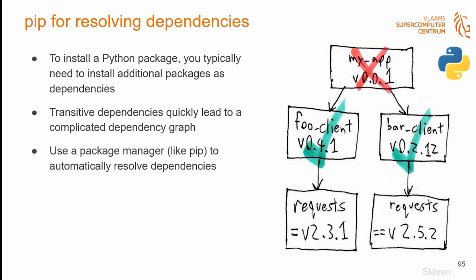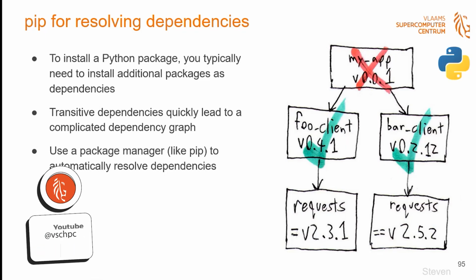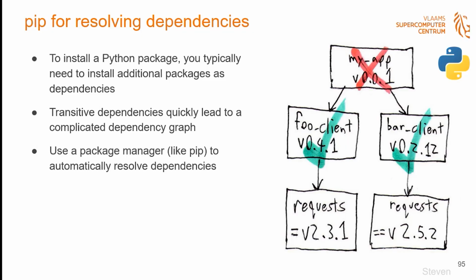So if you look at the example on the screen, you can see that you want to install my app at the top, but then there are transitive dependencies, which mean that it actually needs version 2.3.1 of requests, but also version 2.5.2. So that's clearly a dependency conflict that you cannot resolve. And while this example is pretty straightforward, you usually want a package manager to figure that out for you, and then hopefully not run into conflicts, but have the package manager tell you exactly which versions of all dependencies would work.